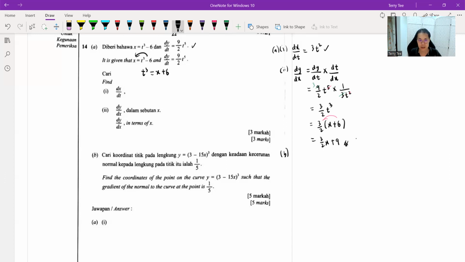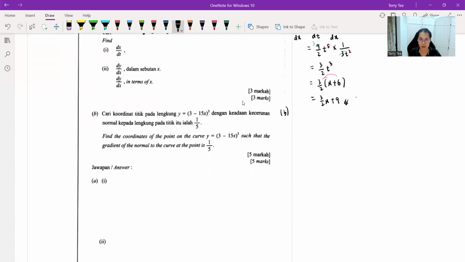Okay, part B, I'm going to do it over here. You're finding a coordinate of a point on this curve such that the gradient of normal is 1 over 5. So in a linear law question we did just now, also we have 2 lines as perpendicular, right? We know when you differentiate dy dx, what we're getting is gradient of tangent. So here you're getting a normal. So tangent times normal, we know is -1.